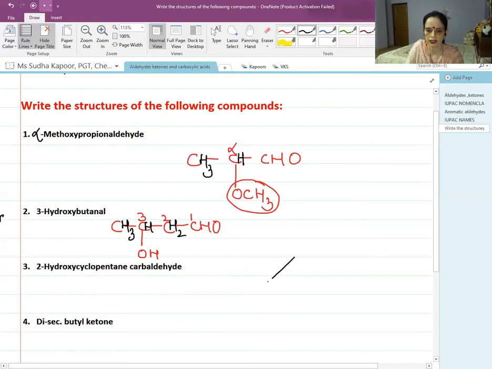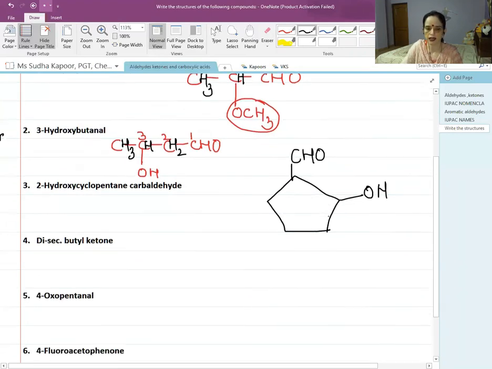Now the third, after the second one, we come to 2-hydroxycyclopentanecarbaldehyde. So first, draw cyclopentane. The first position is occupied by CHO, carbaldehyde, lying outside. The second position is occupied by OH: 2-hydroxycyclopentanecarbaldehyde.